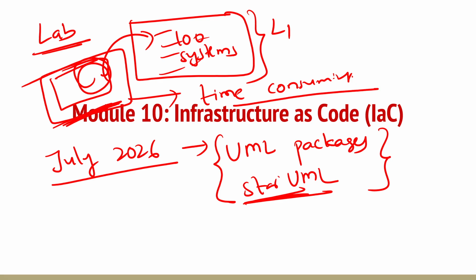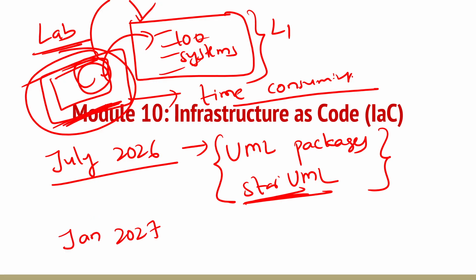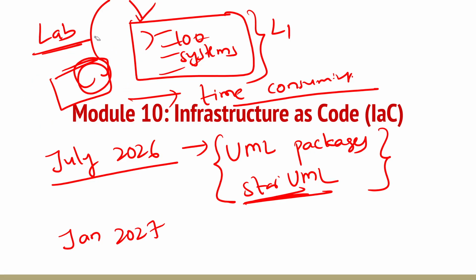Okay, so now let's say I have done that. I have spent one day and I have installed that in my server, and it is reflecting in this machine. Then what happened in January 2027, the next semester, another faculty wants to do some other programming in these 100 systems. So they will uninstall this UML.